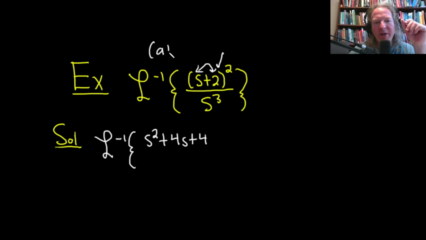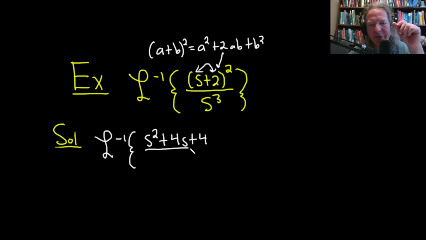The formula is a plus b squared. A is the first one, so you square the first one. You multiply them and double them, so 2ab. And you square the last one, so b squared. And this is all over s cubed.